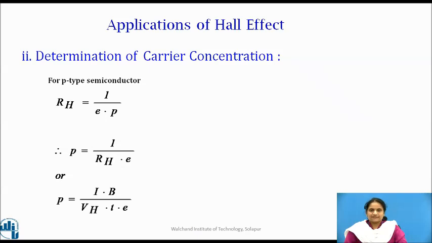For P-type semiconductor, majority charge carriers are holes. Therefore, RH is equal to 1 upon e into p. Therefore, concentration of holes is given by p is equal to 1 upon RH into e. In terms of Hall voltage, we can write the formula as p is equal to I into B divided by VH into t into e, where t is the thickness of the semiconductor sample. Similarly, for N-type semiconductors, the electron concentration can be determined as n is equal to 1 upon RH into e.